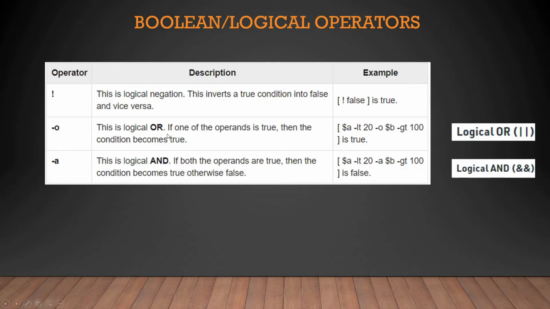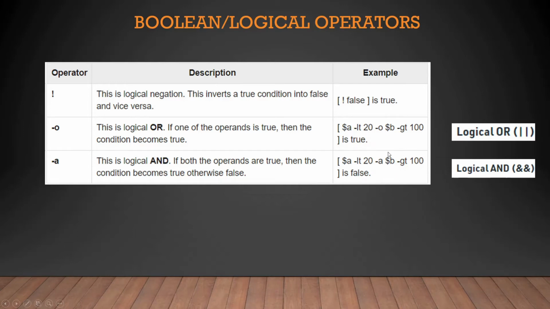Logical OR. Logical OR is like testing two conditions. So $A is less than 20, or $B is greater than 100. It is true. Why? A was 10. So is 10 less than 20? Yes. So one condition over here becomes true and this condition is false. But it does not matter because only one condition out of these two has to be true. So 10 is less than 20, this is true. That's why it's written true.